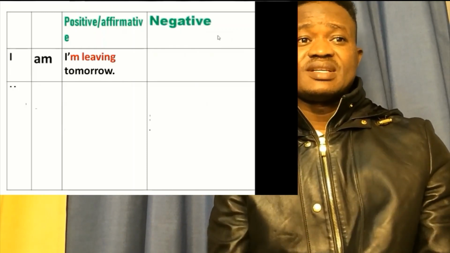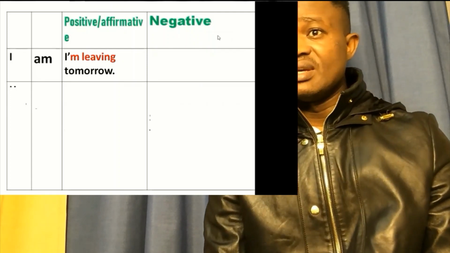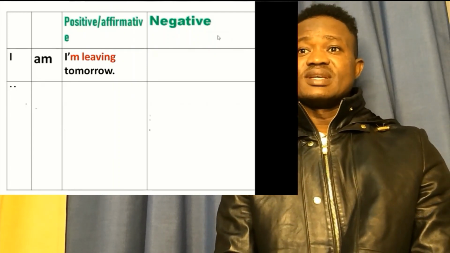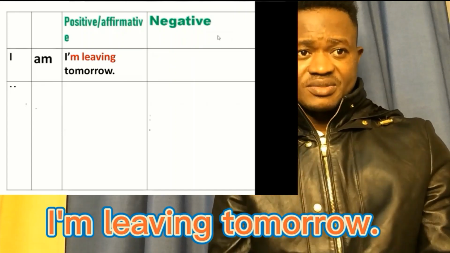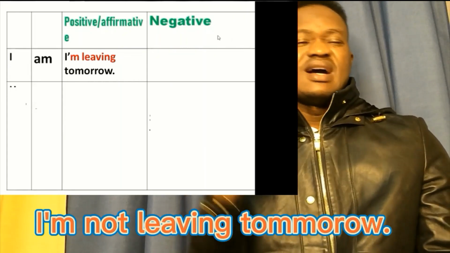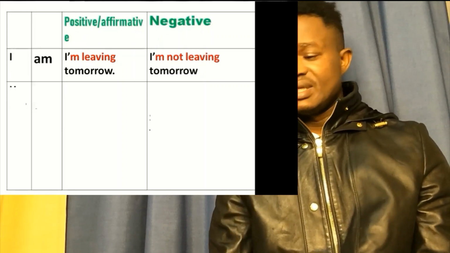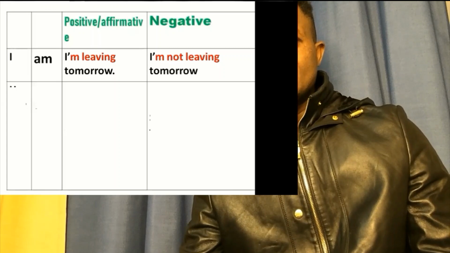I is a subject, am is a be verb. So in the affirmative form, it's gotta be I'm leaving tomorrow. Okay, negative form, I'm not leaving tomorrow. Okay, all right, let's go to the next one.